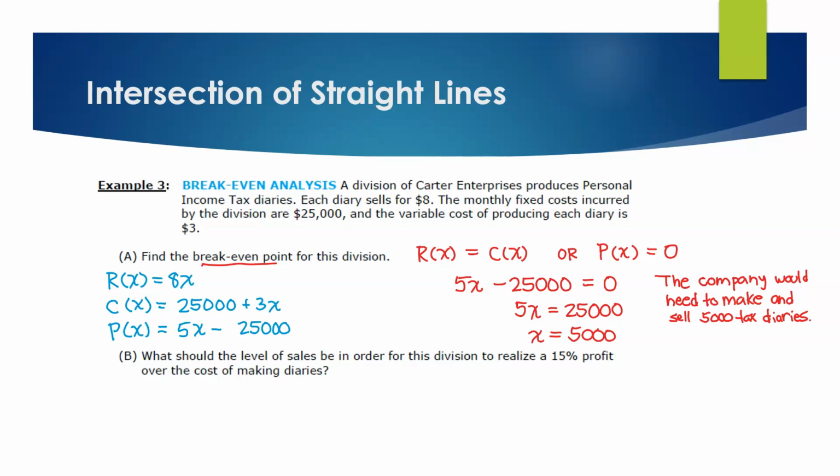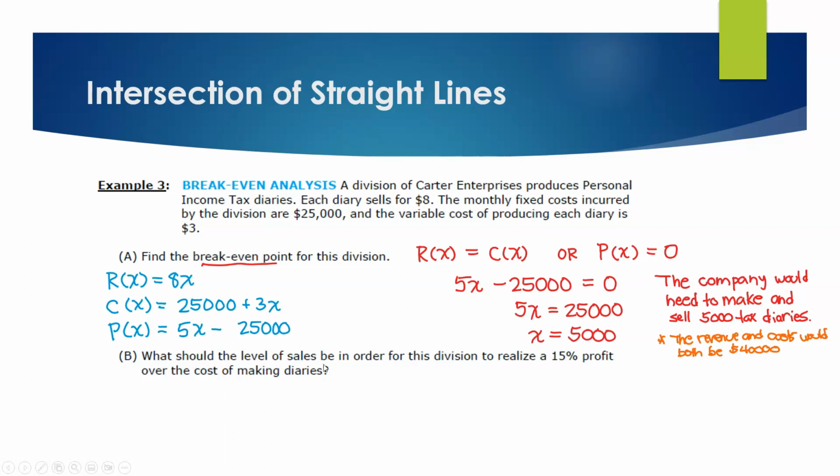So basically the company would need to make and sell 5,000 tax diaries to reach this break-even point. Sometimes you're going to be asked for an ordered pair for the break-even point, so keep in mind that the X value is going to be the number that are made and sold, produced, sold, whatever it is. And then, of course, the Y value, or they often say the P value, is going to be the revenue or the cost, and that's going to be $40,000. So if you were graphing these two, the break-even point is where they intersect. That intersection point would occur at (5,000, 40,000).